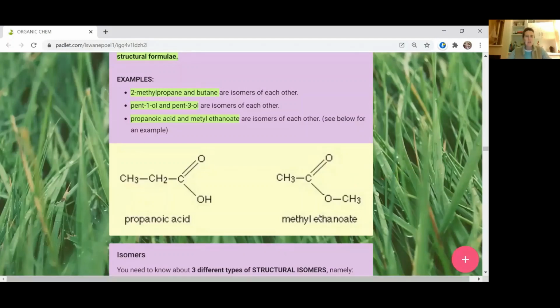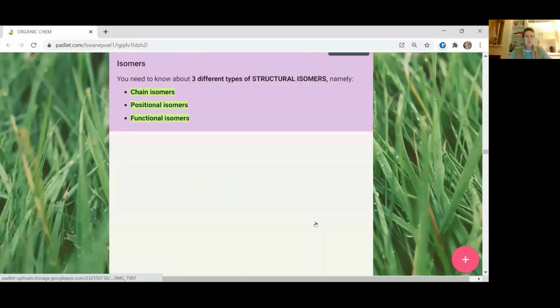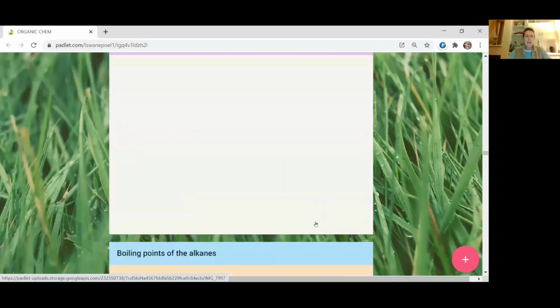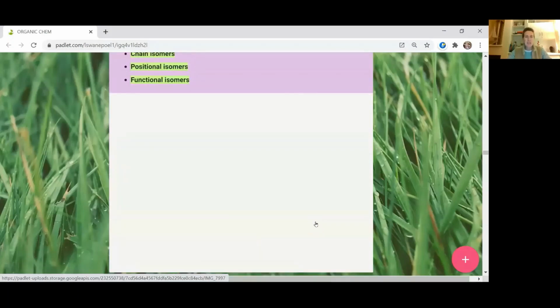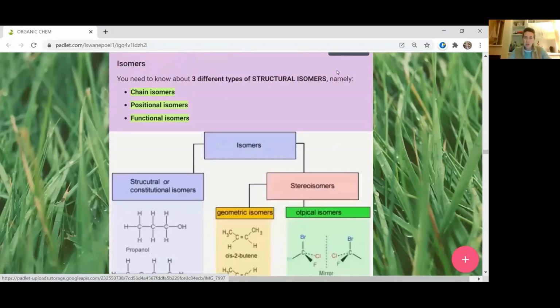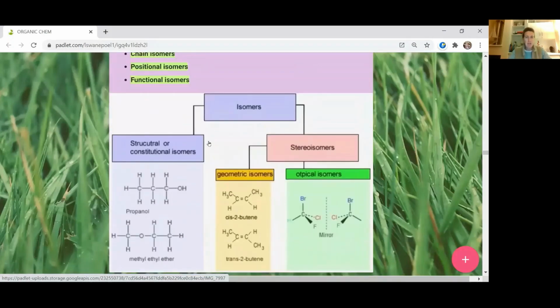And of course, you can look at other different types of isomers as well. And what I have here specifically, you need to know 3 different structural isomers, namely chain, positional, and functional isomers. Please go through that again.